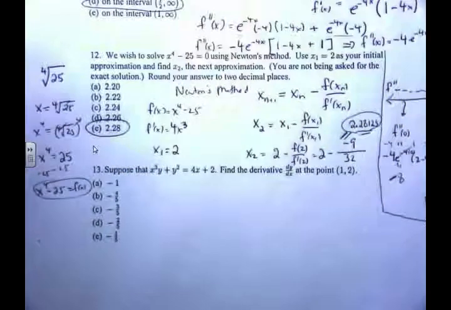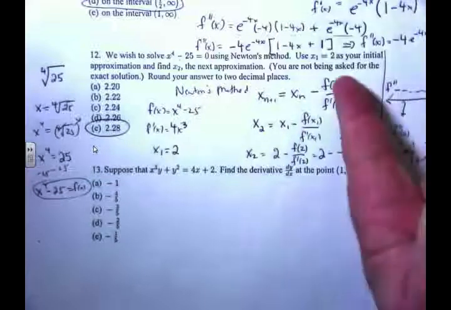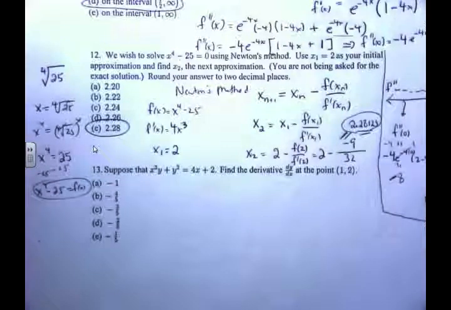So they could have changed the question up by saying, use Newton's method to approximate the fourth root of 25 using, with your first iteration, x1 equals 2, and giving me the second iteration. That forces you to actually get the function out of it. That's another way we could ask you the problem. It's, again, outthinking the question. Does that make sense?